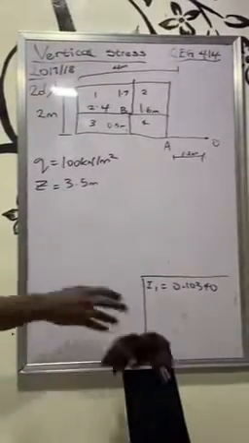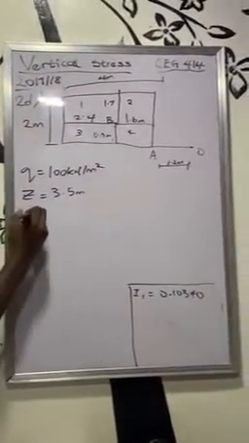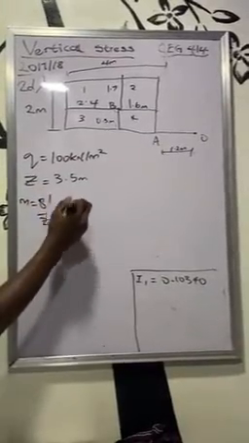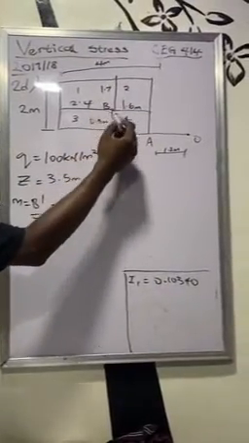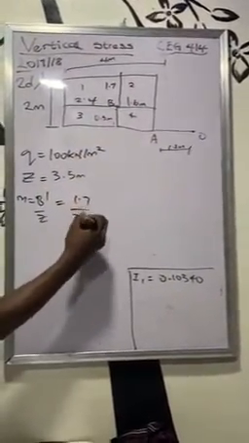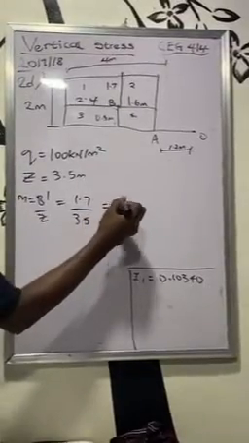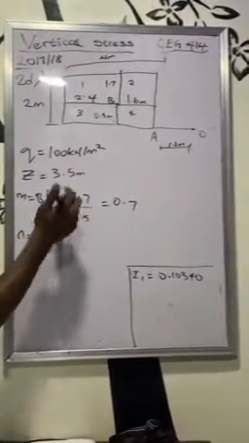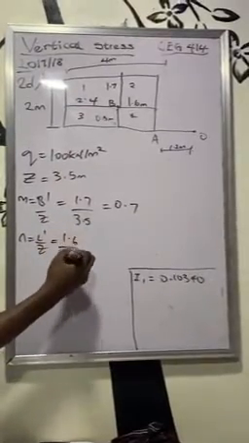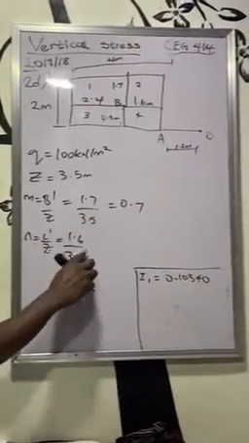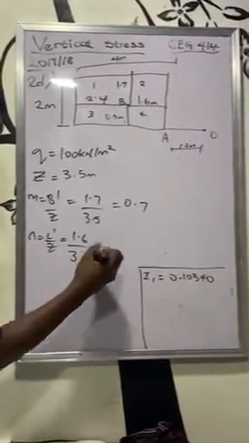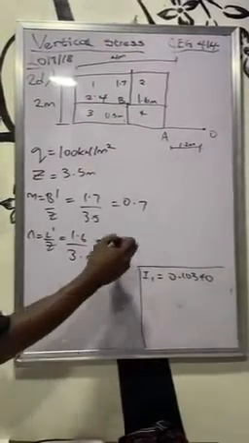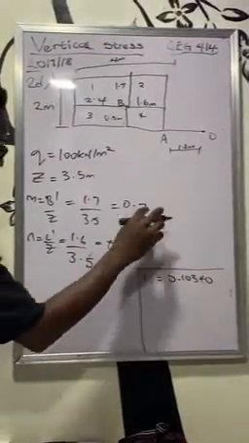So let's do this again for rectangle 2. For rectangle 2, my B prime over Z, my B prime now, this is 2, is still the same 1.7 divided by 3.5, which will give me 0.7. My N, which is L prime over Z, now becomes 1.6 rather than the 2.4 we had earlier. That's 1.6 divided by 3.5, and I should get something like, approximated it again to be 0.5.